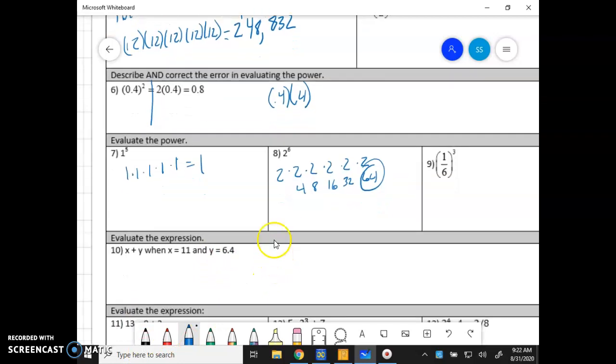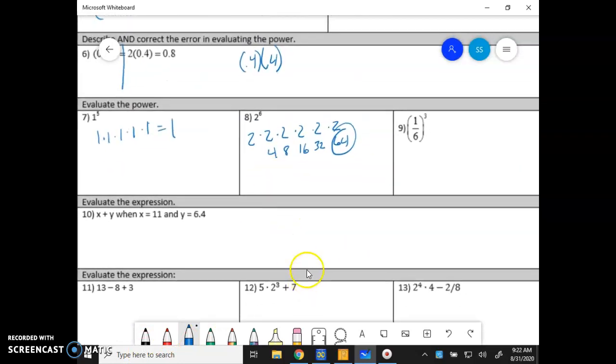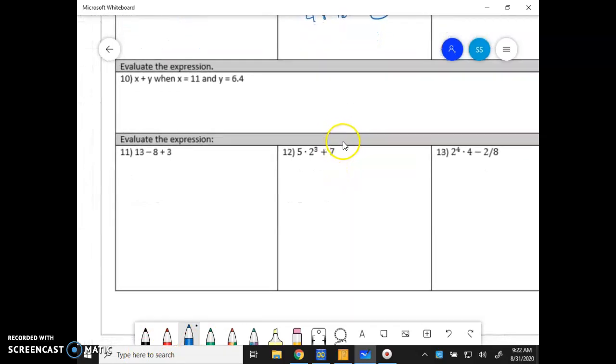All right, moving on. Now we've got evaluate the expression. Again, just a little bit trickier of a problem here. Just substitute and solve, okay? X is 11, so 11 plus y is 6.4. You guys can go ahead and solve that one. I'll do a couple. That one looks pretty easy.